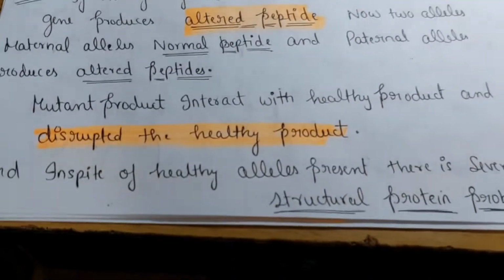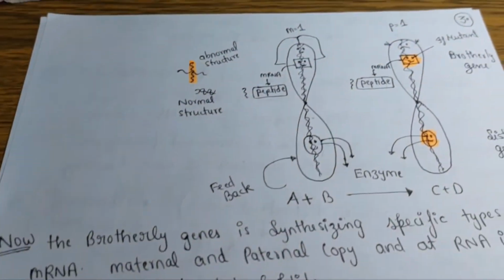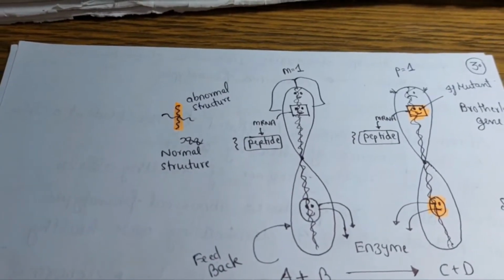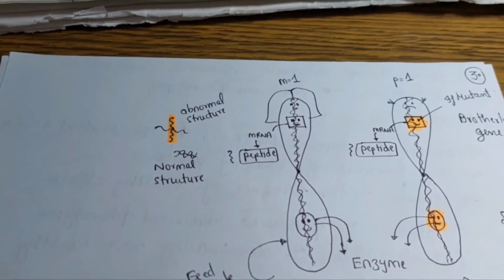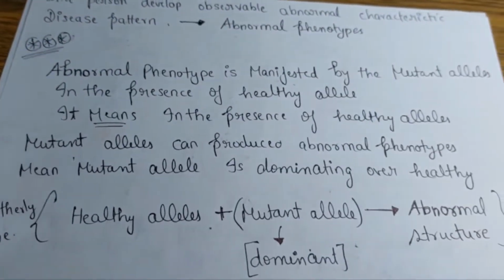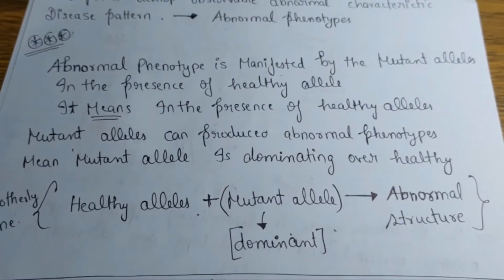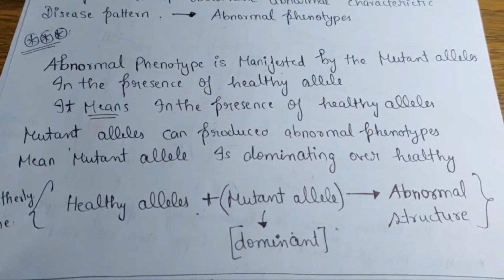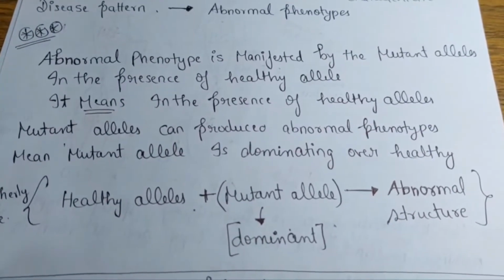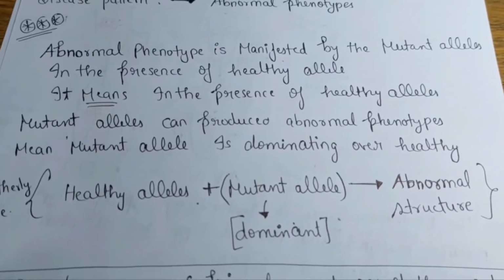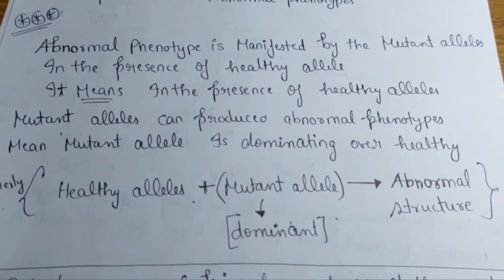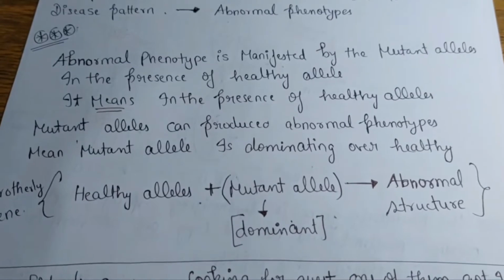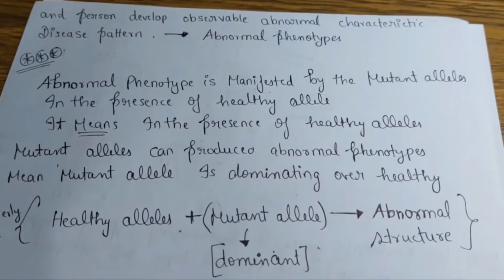Since there is a structural protein problem, the person is going to develop an observable abnormal phenotype. So a very important part: the abnormal phenotype will be manifested by the mutant allele in the presence of the healthy allele. It means that in the presence of the healthy allele, the mutant allele can produce an abnormal phenotype. This means that the mutant allele is dominating over the healthy allele. So the phenomenon of the brotherly gene is that healthy allele plus mutant allele is going to be dominant and eventually will produce the abnormal structure.